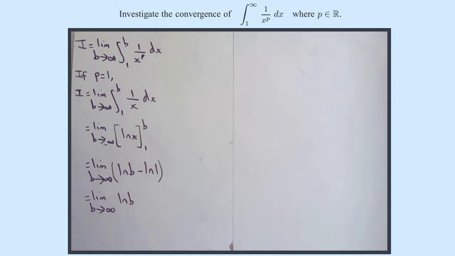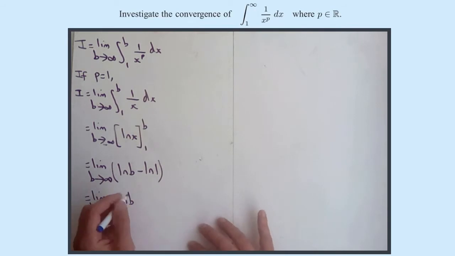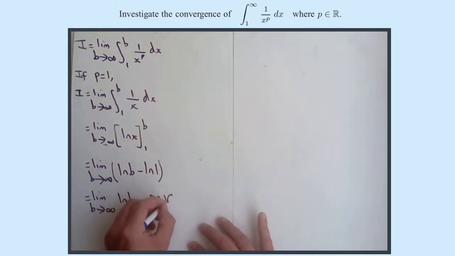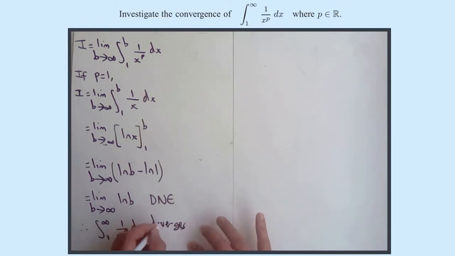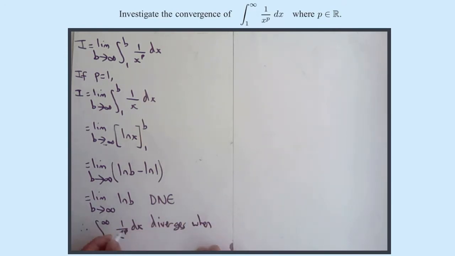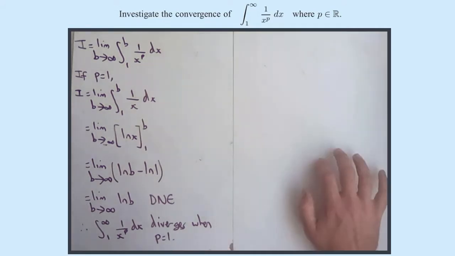So basically the natural log of infinity, what do you raise e to to get infinity? Well, this limit doesn't exist. There's no nice value that we're approaching. It's just getting bigger and bigger and bigger. So this does not exist. And if the limit doesn't exist, then the integral diverges. So the integral between 1 and infinity of 1 over x to the p dx diverges when p equals 1.